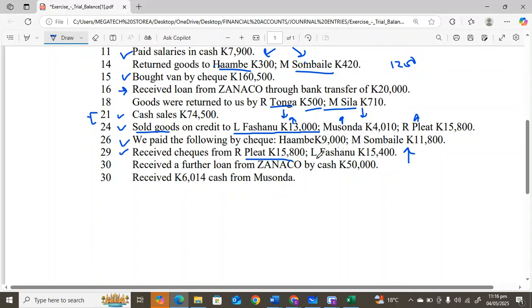Then since these guys are paying us, our asset, which were our receivables, is also reducing here. Since our customers have paid us, what is owing us basically reduces. So reduction in an asset, you credit. So you debit bank because you're receiving money. Then you credit the receivables because they are reducing basically.